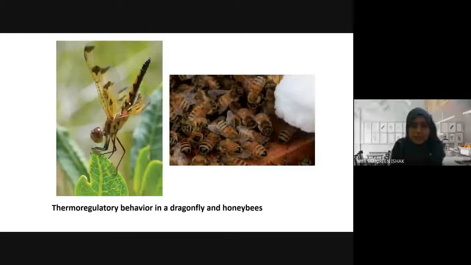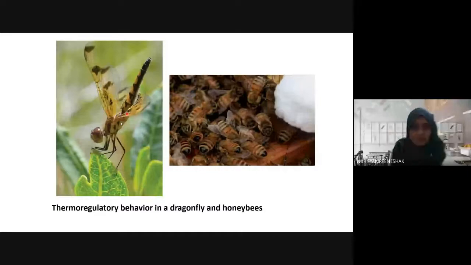Okay, so berbanding kalau dia mendatar je macam ni, this exposes the body of the dragonfly more to the sun. Okay, the radiation of the sun. But if the dragonfly has this obelisk posture, this will minimize the body of the dragonfly exposed to the radiation of the sun. Okay.